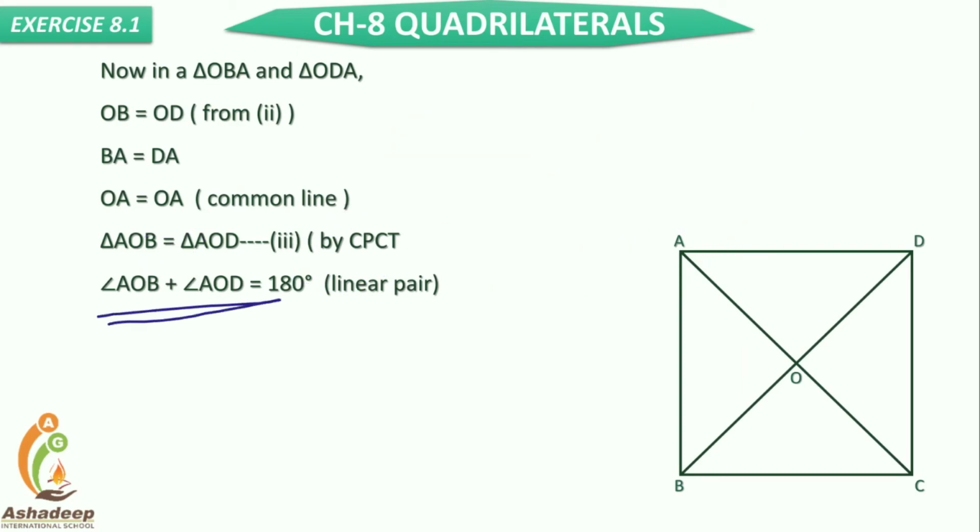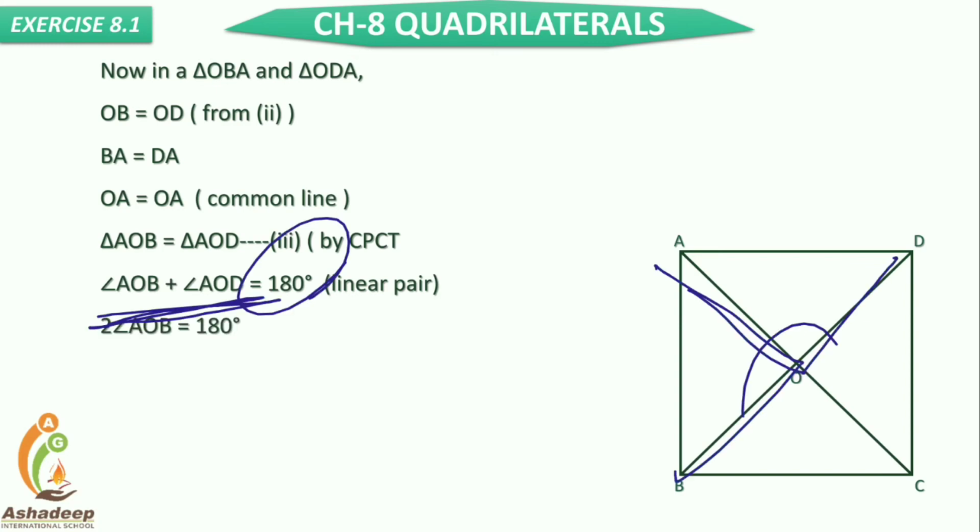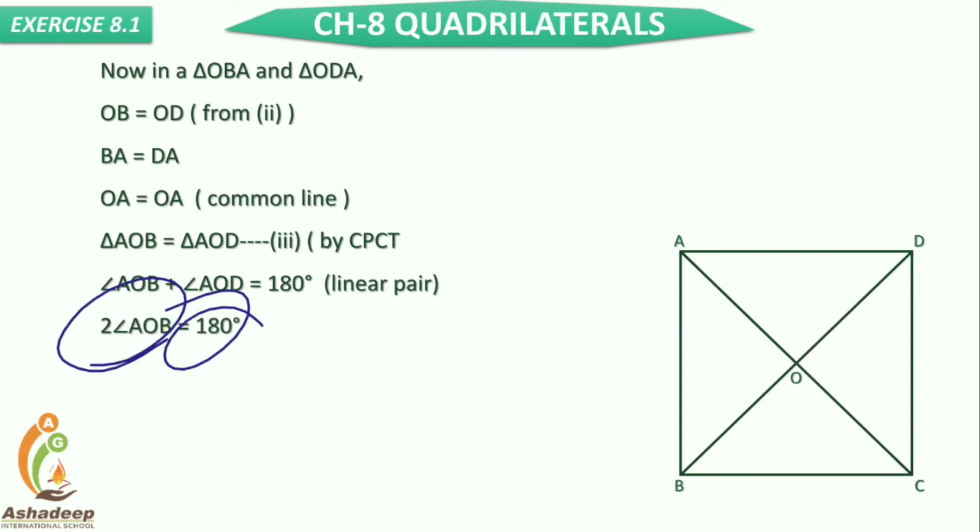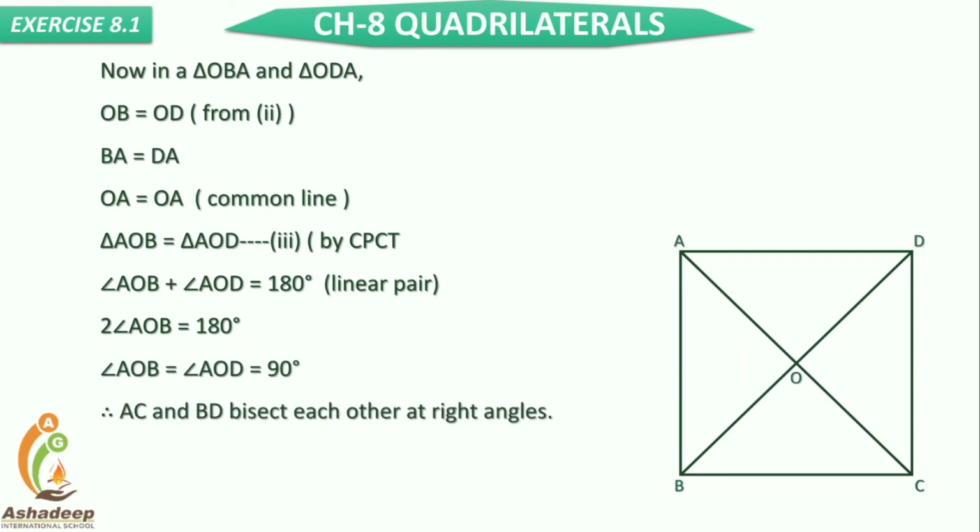Now AOB plus AOD is equal to 180. AOD is going to be 180, right? So therefore 2 AOB is equal to 180. So 2 AOB, because both are equal, right? So we can say that AOB is equal to AOD is equal to 90. So AC and BD bisect each other at right angle. Okay. So very easy sum.